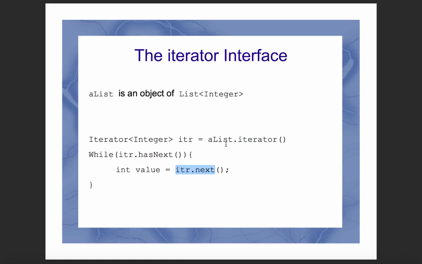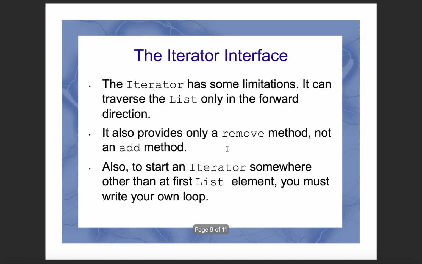So in order to move backward, we can have another process. There are some other problems also. The iterator has some limitations. It can traverse the list only forward, which I already said. It also provides only the remove method, not the add method. The iterator object can access the remove method, but you cannot have an add method.